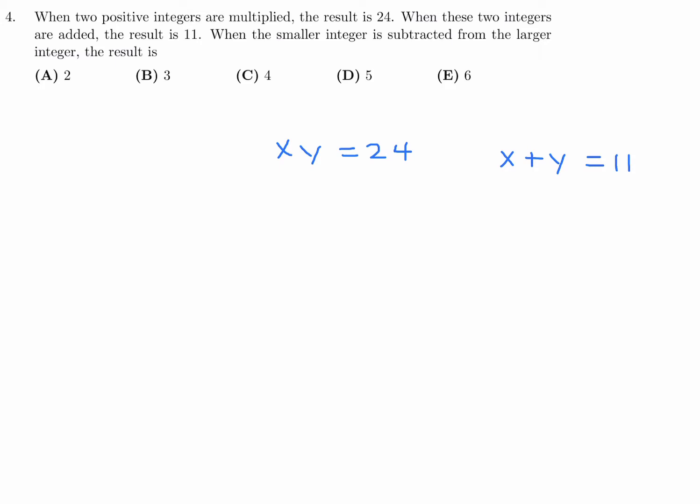Well, I think it's 3 and 8, because 3 times 8 is indeed 24, and 3 plus 8 is indeed 11. So now you take the smaller and subtract it from the larger. The smaller subtracted from the larger would be 8 minus 3, and that is equal to 5. So number 4, the answer is D.